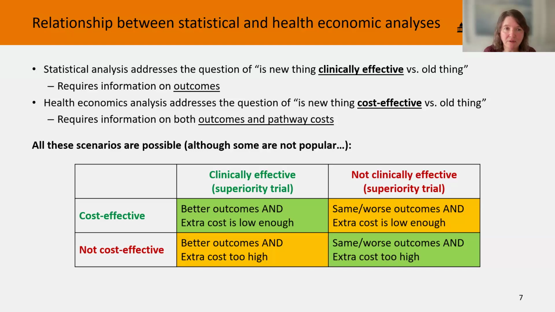So you can have different results for the 2 analyses. They don't always agree. And if they agree, obviously that's great. If they don't agree, you know, slightly complicated write-up, but that's just life. So you can have a clinically effective result from your trial where your outcomes are better with your new intervention, which is great. And if the extra cost is low enough, then it's also cost effective. Brilliant. So we've got a win on both factors.